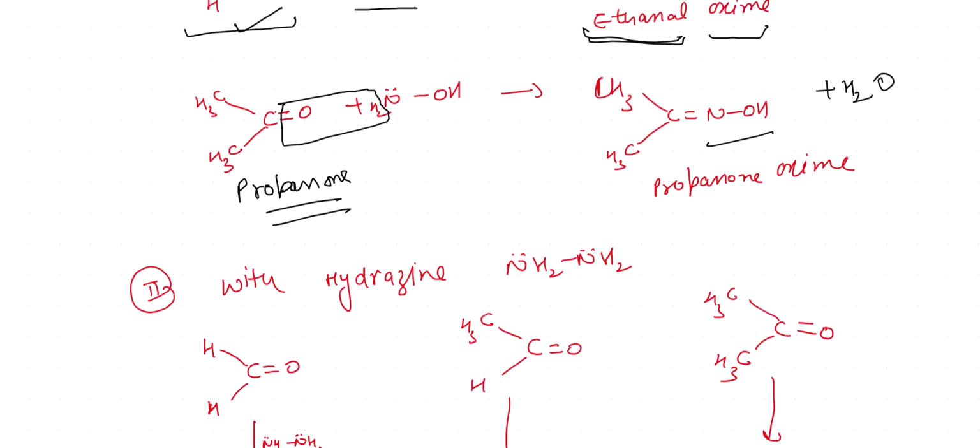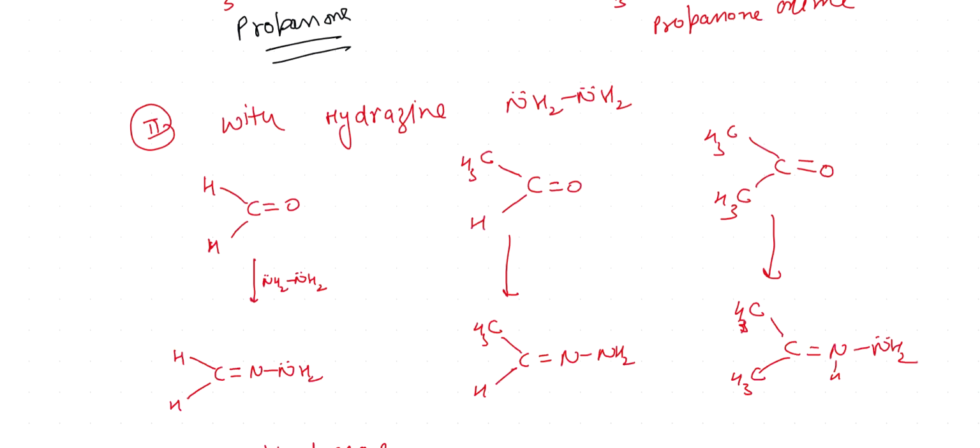The next one is hydrazine. In hydrazine, the Z part is NH2. So when there is a single bond between nitrogen and an NH2 group on either side, that group is known as hydrazine. When simple methanal is subjected to react with hydrazine in the presence of an acidic medium, then you will get this product. Yeah, this is your methanal hydrazone.